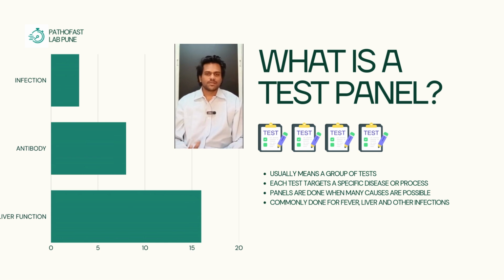Most of the time these panels try to find different groups of diseases. For example, it might look for certain infections, it might look for certain autoimmune diseases, which is where your body attacks itself. It may also try to check the function of a certain organ in your body, which in this case is the function of the liver. So for practical purposes, it's just a group of tests.